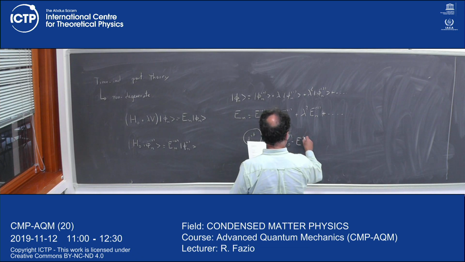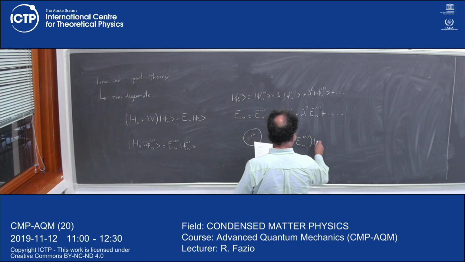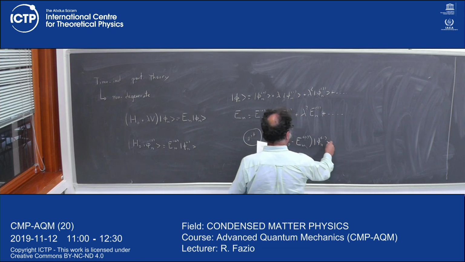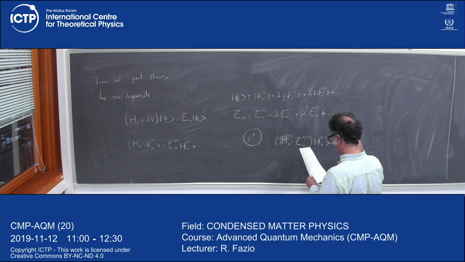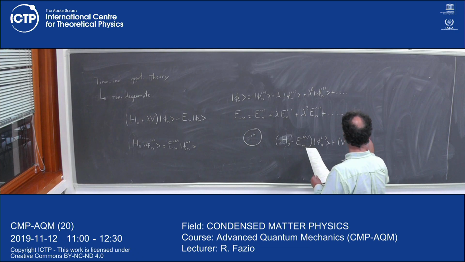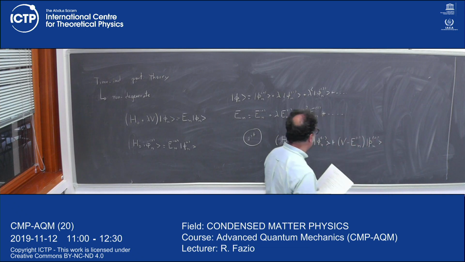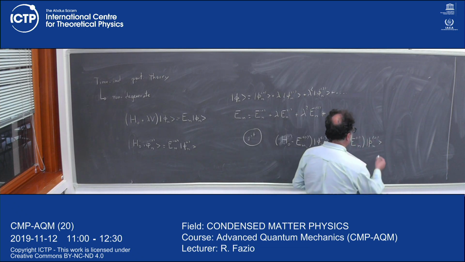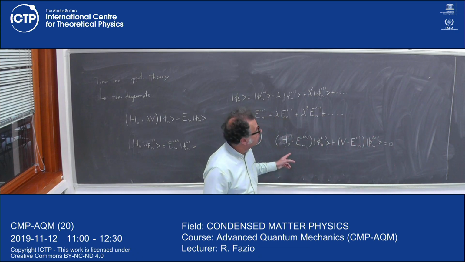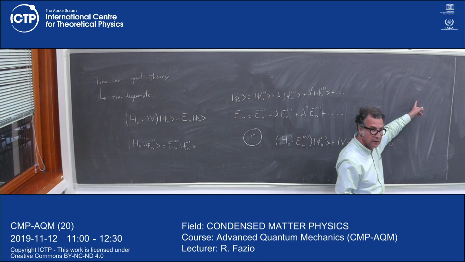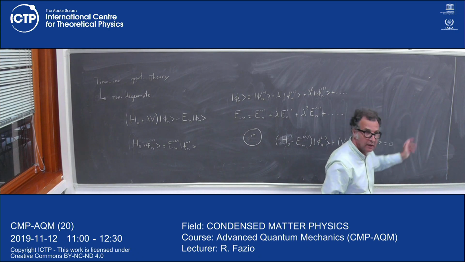H0 minus E0n phi 1 of n plus V minus E1 of n phi 0 of n equals 0. Okay? So this was like the second line with the x0 and x1.